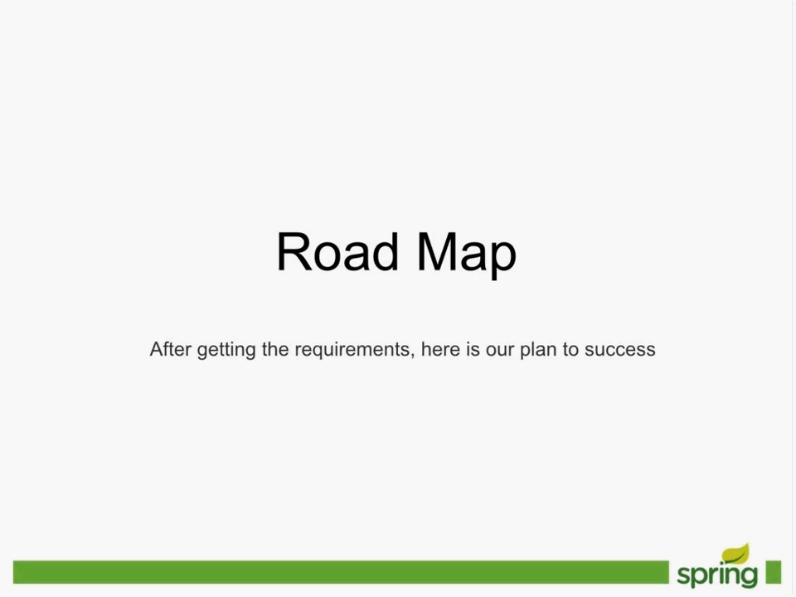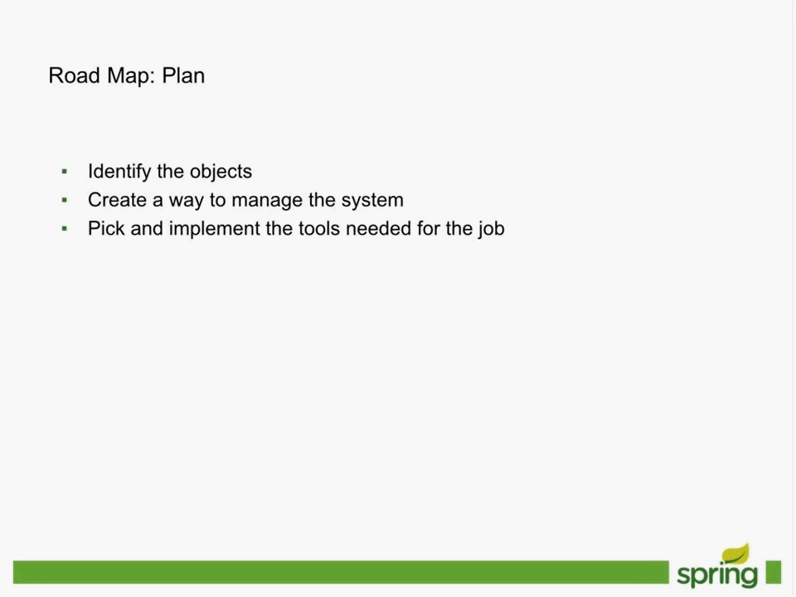So our roadmap. Now we know what was required. We started our planning process. Basically, we broke it down. We tried to identify the objects that were involved, create a way to manage the system, recognizing that was going to be important, and then we had to pick and implement the tools that we needed for the job.